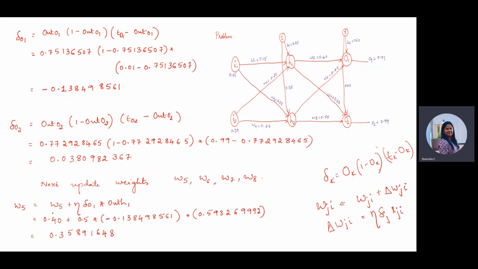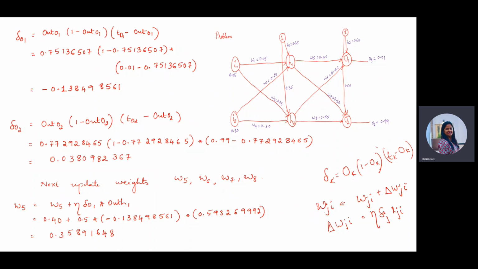So take W5, take the old value of W5. What is the old value of W5 here? It is 0.40. We are updating this weight. This is 1 and 1, so it is nothing but W of 1 1, the weight once again, W11 plus delta of W11. You update the new weight.